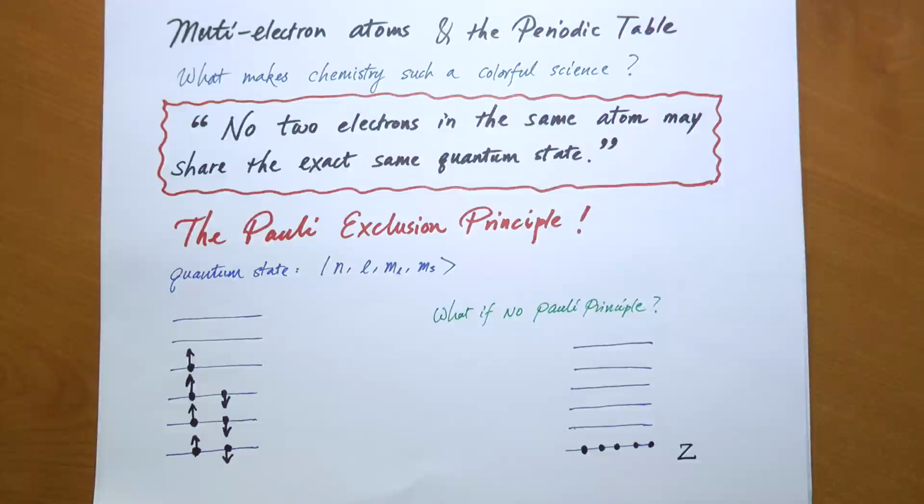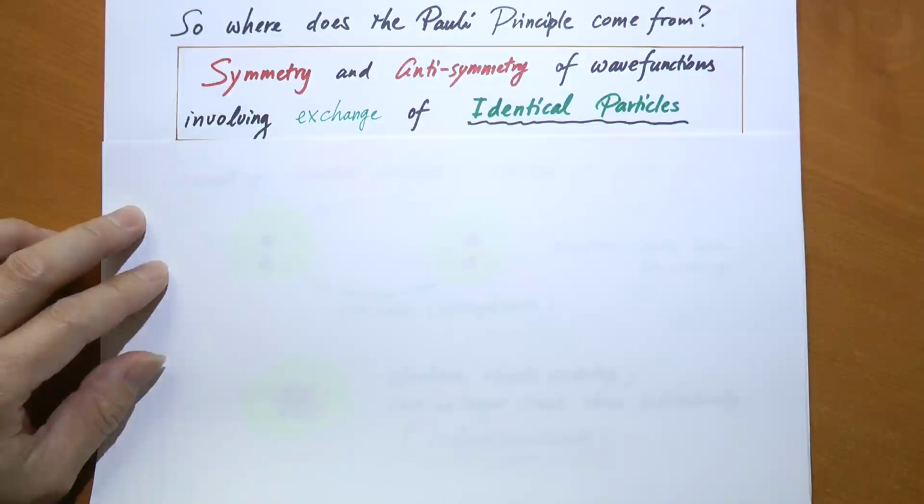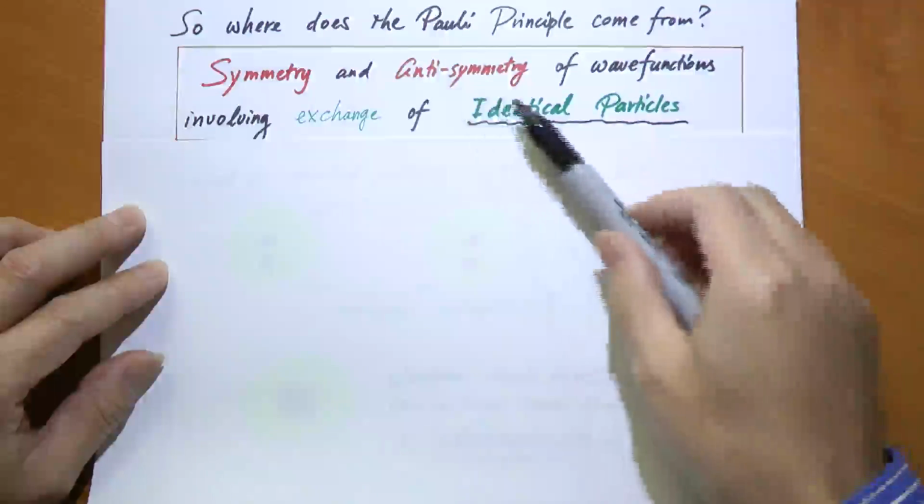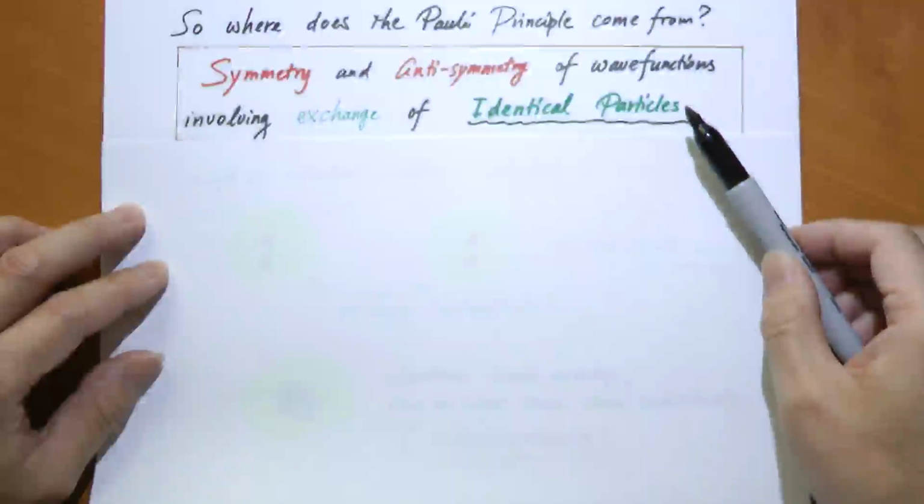And many of you probably heard this term, the Pauli principle, first from a chemistry class. Without it, of course, we cannot even begin the science of chemistry. But in quantum mechanics, let's ask this question. Where does the Pauli principle come from? Can you argue, can you find a reason behind it? Let's see. In quantum physics, the Pauli principle stems from the consideration of symmetry or anti-symmetry of wave functions involving the exchange of identical particles.